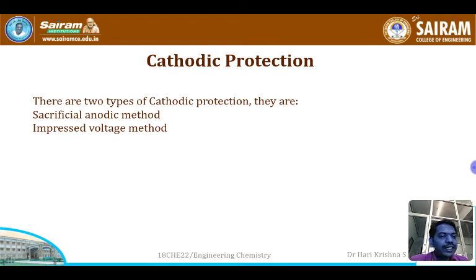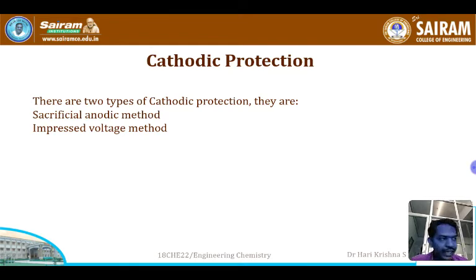So the main reason why corrosion occurs is electrochemical corrosion. When two metals are in contact with each other, one metal acts as anode, the other metal acts as cathode. The metal acting as anode undergoes oxidation, supplying electrons to the metal which is acting as cathode. The metal which is acting as cathode will be protected or safeguarded. So if you want to prevent corrosion, then we are supposed to prevent the anodic reaction.